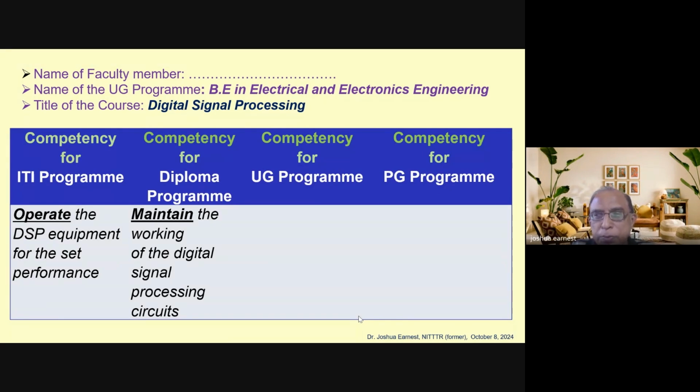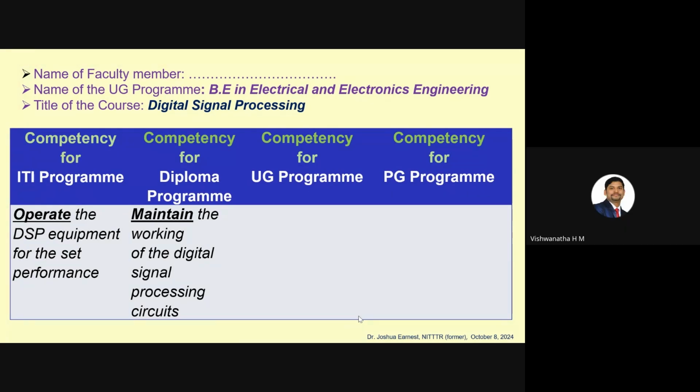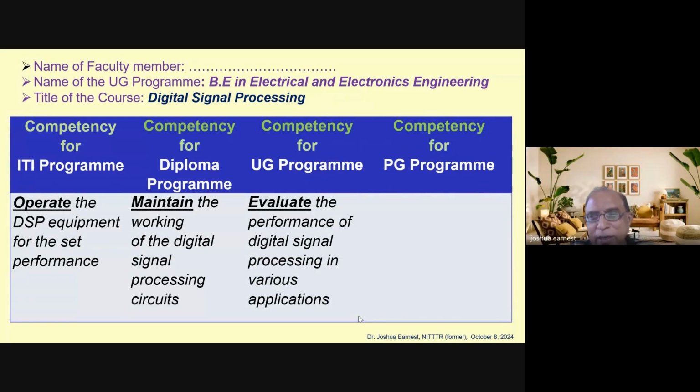So what is the UG program competency then? Evaluate the performance. Very good, you remember it. So he maintains it, and this fellow evaluates it. That's why he gets a higher salary. The ITI fellow gets a lesser salary, diploma gets a little more, and the UG fellow gets more.